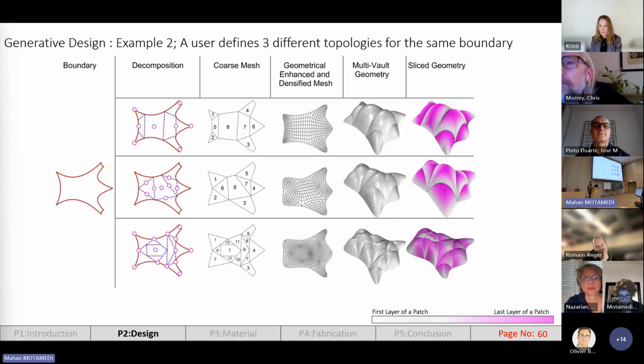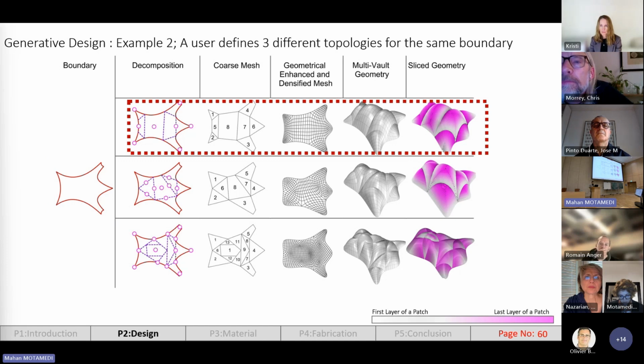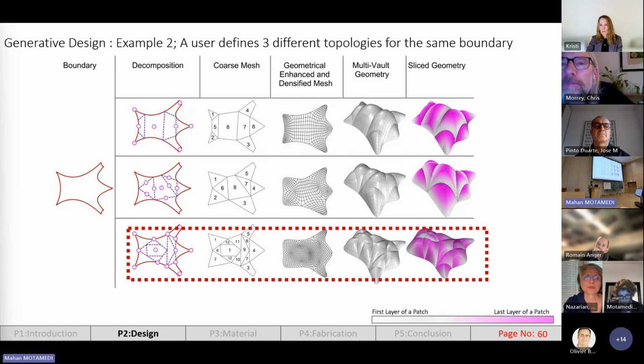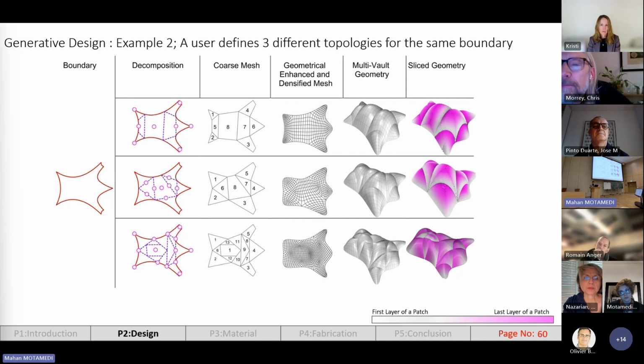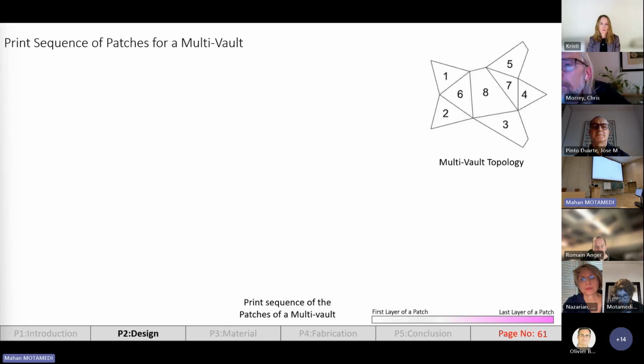The other example of the generative design is where the user has a boundary, and they define three different topologies for that given boundary. And as you can see, for the results, they have three different multi-vaults with different types of patches and numbers of patches. So in order to explain how the patches can be printed, I will animate one possible print patch sequence for the second example of the user in this slide.